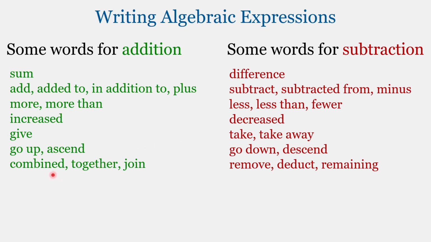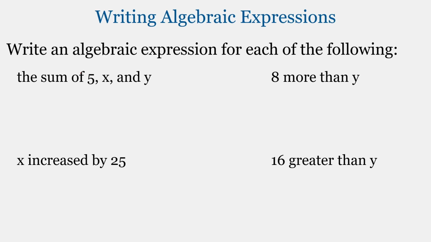And then some words like combined and together and joined may also mean addition in mathematics. And remove, deduct, and remaining can mean subtraction. This is not a complete list. There are a lot of other words in English that can mean addition or subtraction. So let's practice writing algebraic expressions.